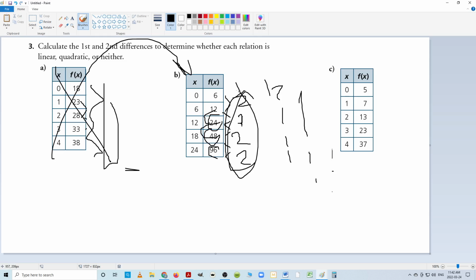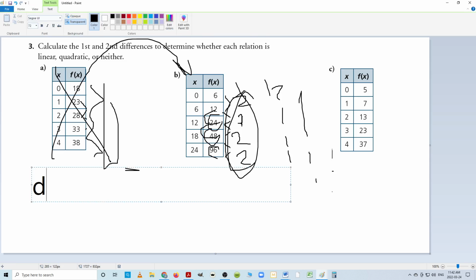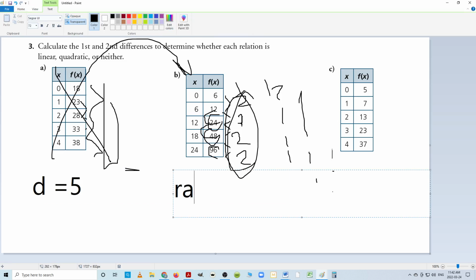Well, the pattern holds up here. I've discovered, by the way, the 5 I discovered over here is called the difference, 5. But over here I've discovered a multiplier of 2. This is called my ratio, or R for short. And my R in this case is 2.